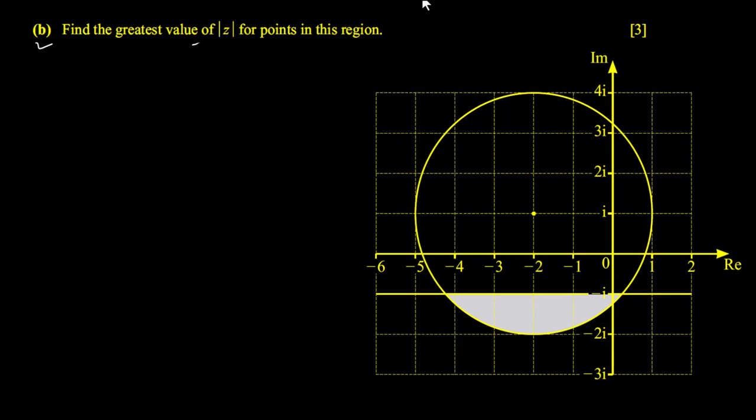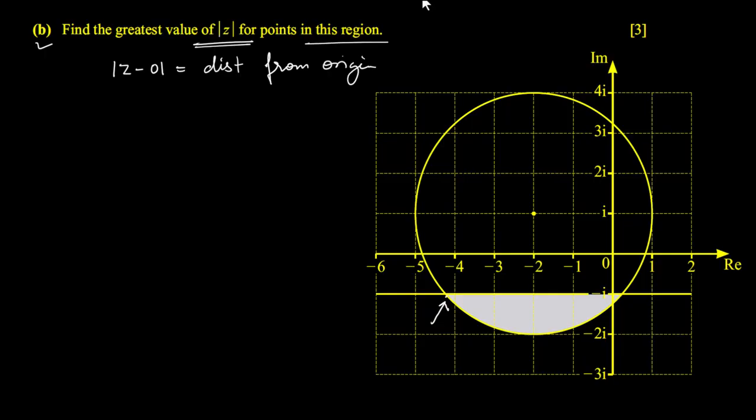Find the greatest value of modulus of z from the point in this region. So we need to find the greatest value of modulus z, and we know modulus z basically means the distance from the origin. That's why modulus z can also be written as modulus of z minus 0. So this is the distance from the origin. So we can see they are talking about this point, because this is the point in this region which is going to be the farthest.